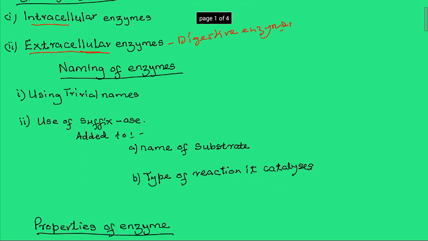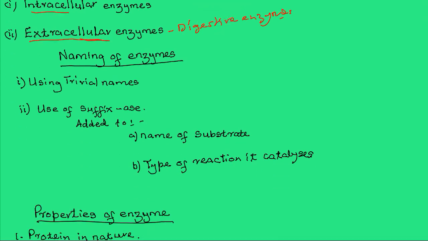Now we look at how enzymes are named, because there are so many different types of enzymes, and it is important that they are named so that we do not confuse them. Now there are two systems of naming. The first one is known as the trivial naming system. Now, the trivial naming system is no longer in active use because it was based on the persons that discovered and first described the enzymes.